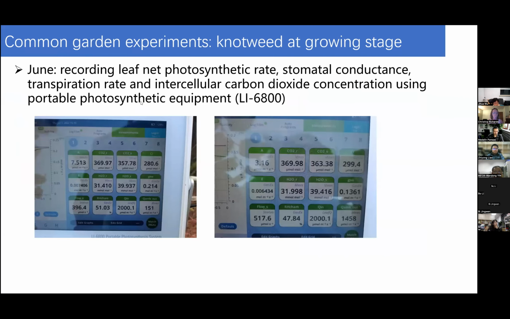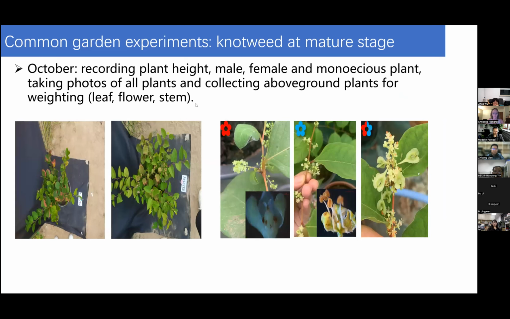Here, a new one, we recorded the leaf photosynthetic rate and some other indexes using the portable photosynthetic equipment. Then at the mature stage, in October, we recorded plant height and the male and female plants, took photos of all plants, and collected above ground plants for weighing.